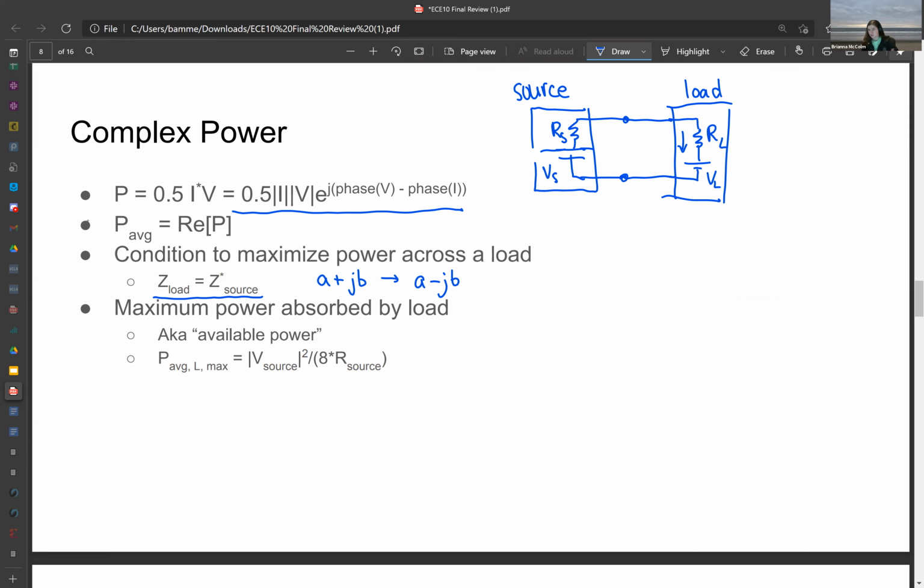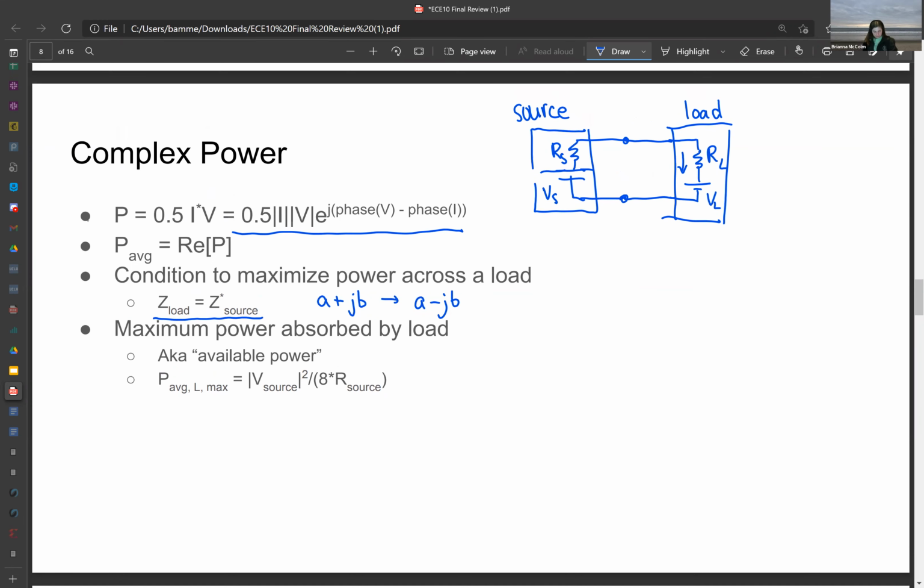So that means a resistor; you're not going to find a capacitor or an inductor. So if you're answering a question to find the maximum power across the load and you're getting a complex number or an imaginary number, you may want to check your work, because you should be getting a resistor if you're going to maximize the power across it.